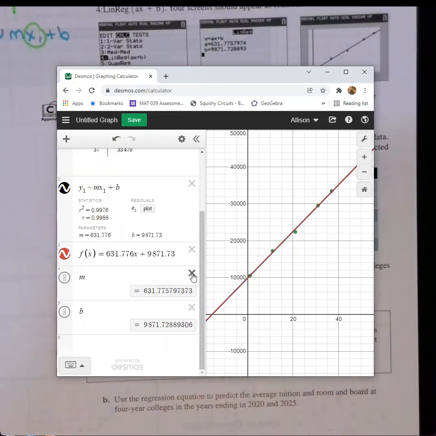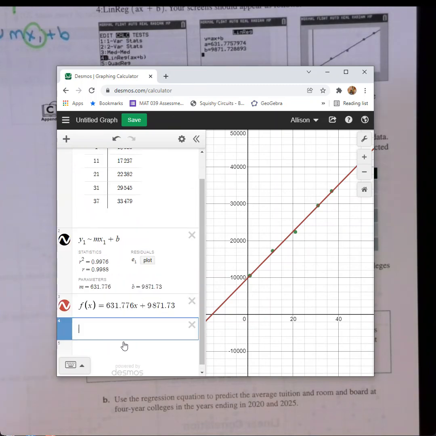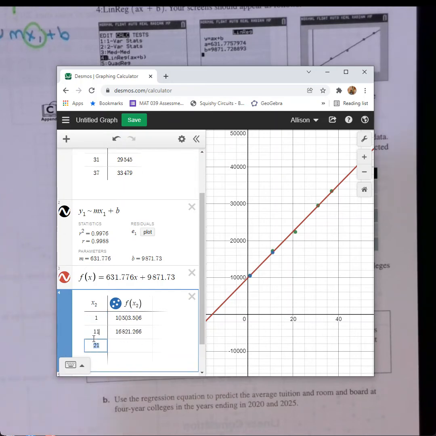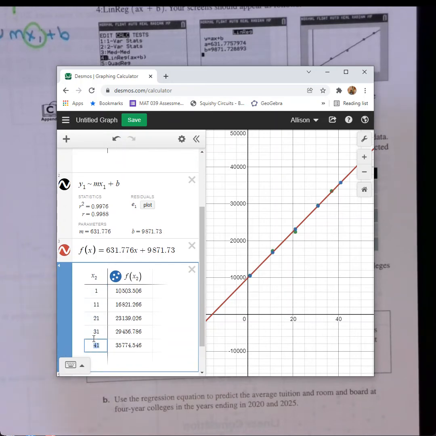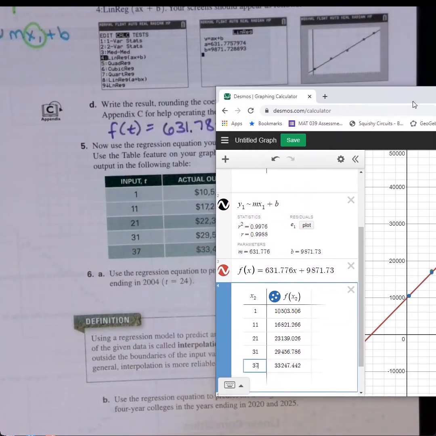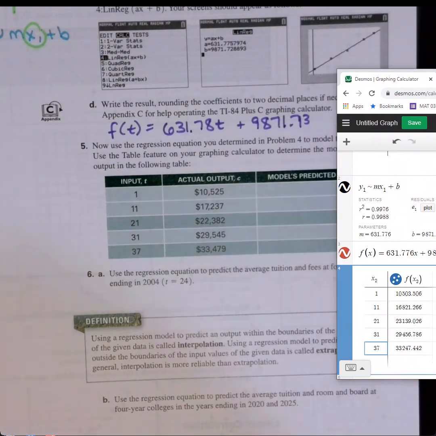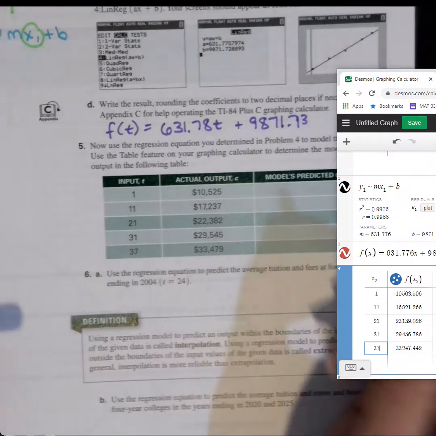I'm going to get rid of these lines so I can see my function up here. I'm going to make myself a new table, and I want to fill this into my function f of x. So I'm going to do an autofill table, f of, and the inputs for the second table are x2s. Now I'm going to type in my inputs and have it autofill: 1, 11, and up through 37. All right, so I'm going to slide this over to the side here, and we're going to write those in for the model's predicted outputs.